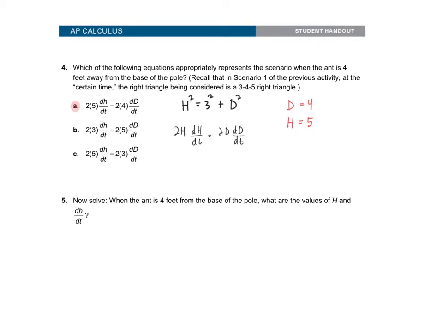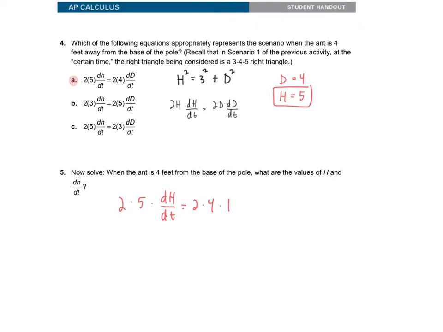Okay, so what are the values of h and dh dt? So we already got h is 5 from the Pythagorean theorem. And here, I'll just write it here. So do 2 times 5 times dh dt equals 2 times d, which was 4, dd dt was 1. And then we solve this.